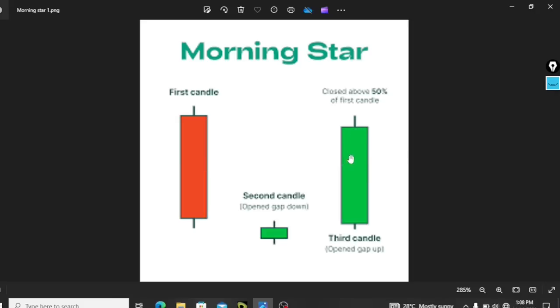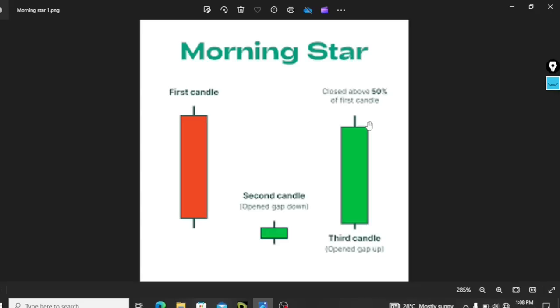All right. Sometimes it can trade above 100% of the first red candle. So if that happens, it's even better. But what it needs to qualify as a morning star is just that third candle trading above the 50% of the body of the red candle. That is half of the body of the red candle. Once it covers up to half of the red candle, then it is a morning star.